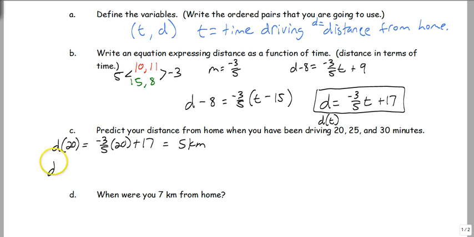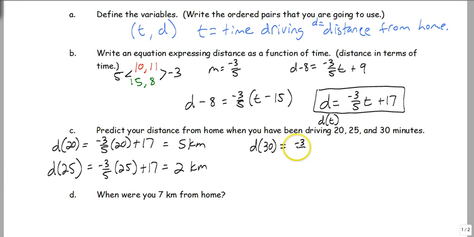Let's do it for 25 now. Now remember, this is function notation. I'm not multiplying d times 25. I'm just saying I want to know the distance when the time is 25. You guys will get used to that as we keep going. When you plug in -3/5 times 25, you get -15 plus 17, which is 2 kilometers. Alright, so 2, and then we have the last one, d of 30, 30 minutes.